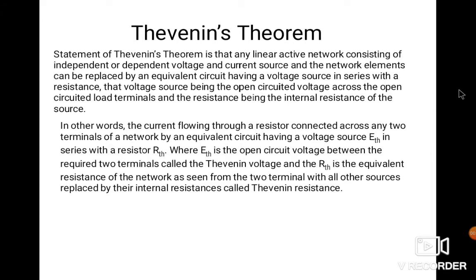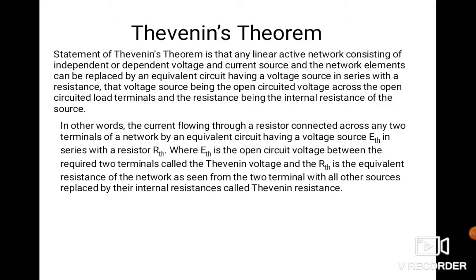Now first of all, the Thevenin theorem statement. The Thevenin theorem statement says that any linear active network, mind it again, applicable for the linear active network consisting of independent or dependent voltage and current sources and network elements, can be replaced by an equivalent circuit having a voltage source in series with a resistance, that voltage being the open circuited voltage across the open circuited load terminals, and the resistance being the internal resistance of the source.